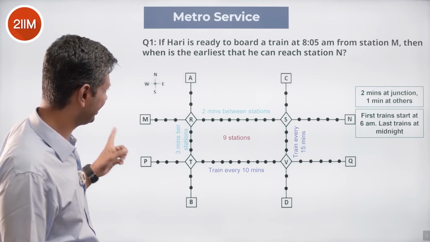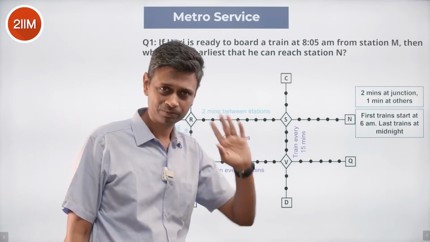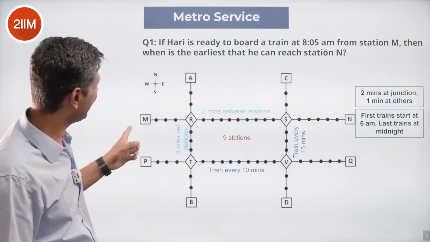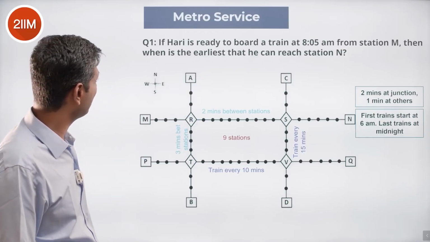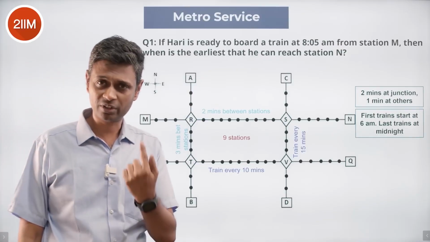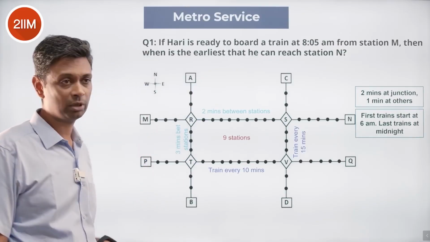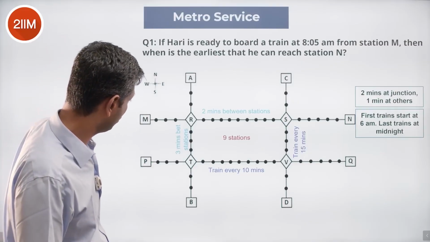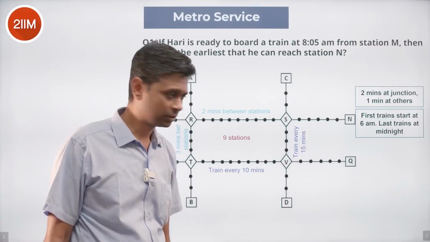Nice. So he'll take the straight train here. All we've got to do is, he can't catch it at 8:05. He'll probably grab it only at 8:10. That's when the first train, the first train leaves at 8. The second train will leave at 8:10, because there's a train every 10 minutes in the east-west axis.